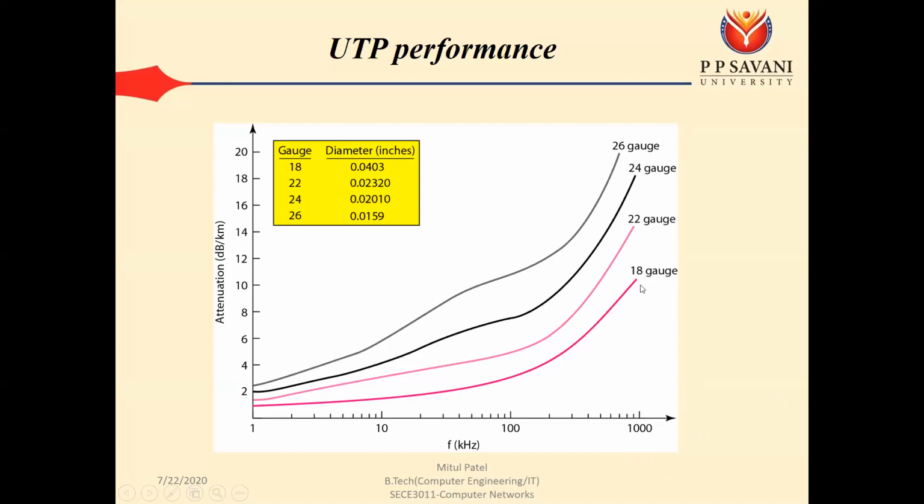We have different twisted pair cables with 18 gauge, 22 gauge, 24 gauge or 26 gauge, but in all gauges, after 1000 kilohertz there is a sudden increase in the attenuation. So for that we require frequent repeaters to regenerate the signals.